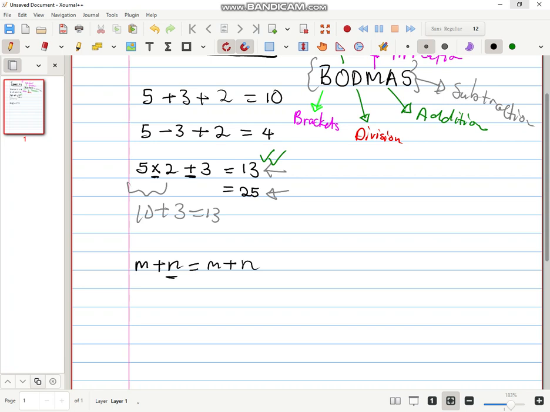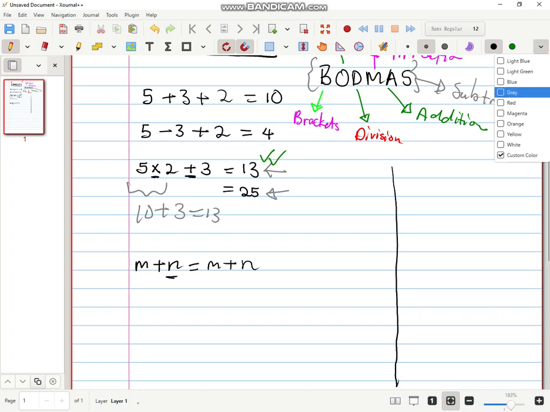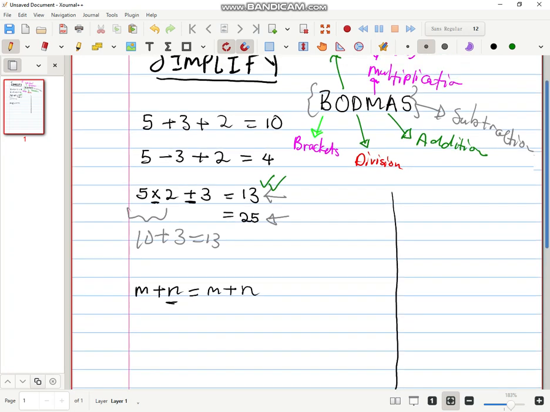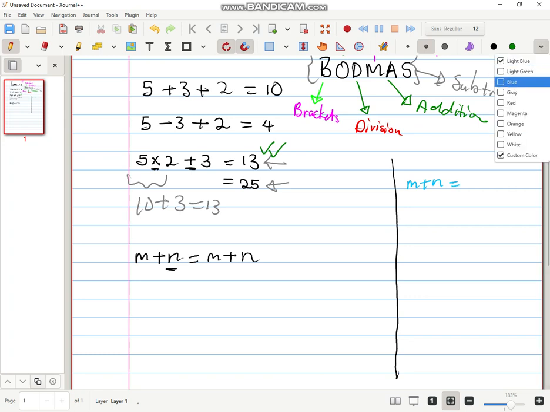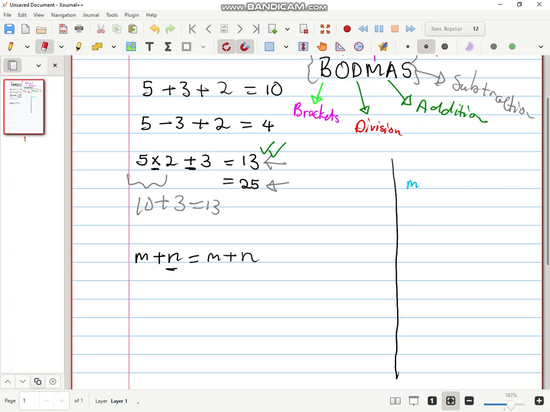So in this case, we can divide our page here and write each and every rule of simplification. So m plus n equals, it's not visible enough, let's use red. Okay, let me write here: rules.